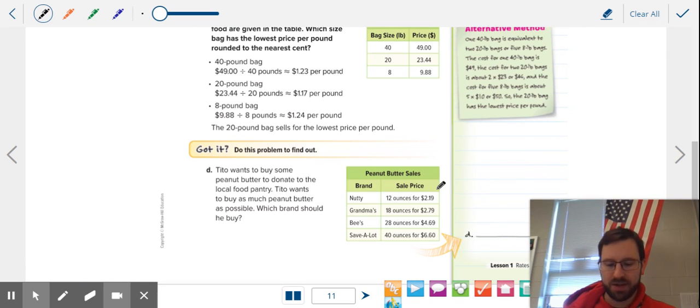So $2.19 divided by 12 is 18 cents. $2.79 divided by 18 is 15.5 cents. $4.69 divided by 28 is 17.5. So grandma's is the best so far. $6.60 divided by 40 ounces is 16.5. So it's grandma's.